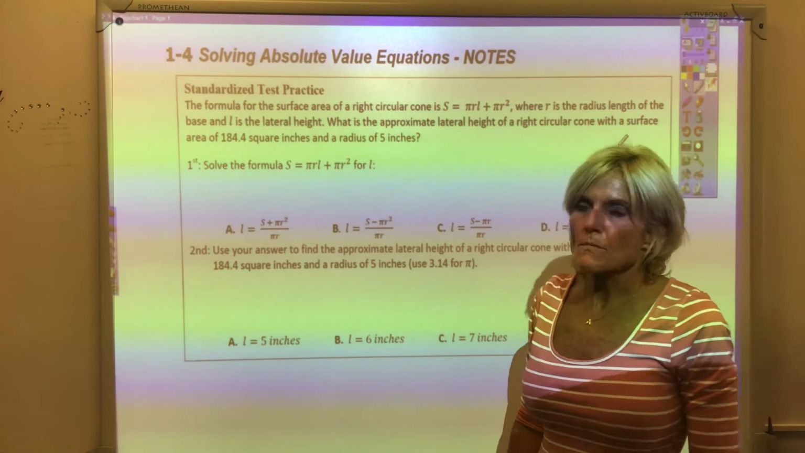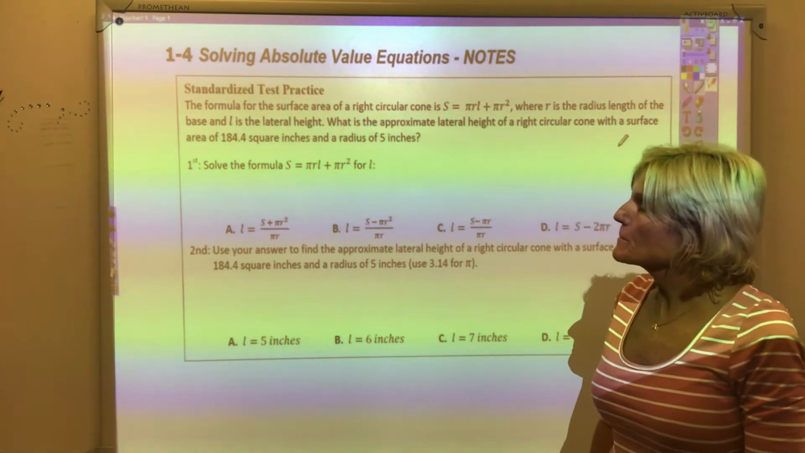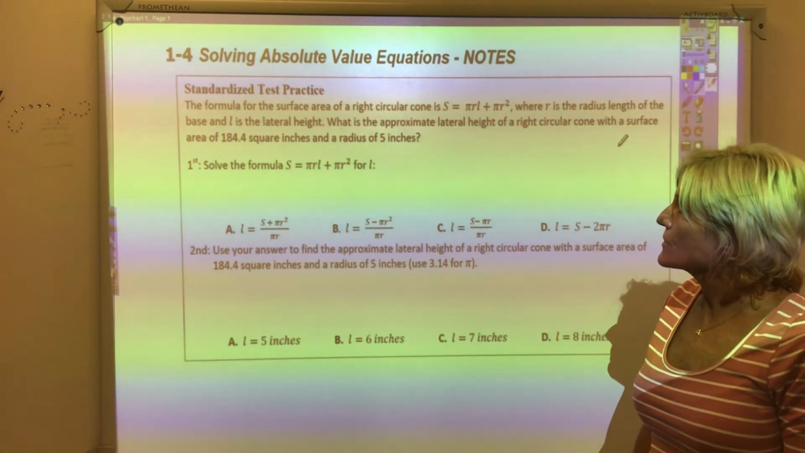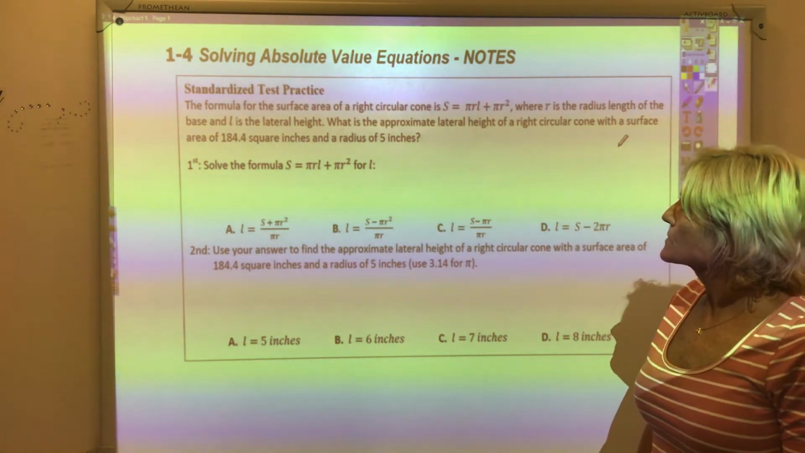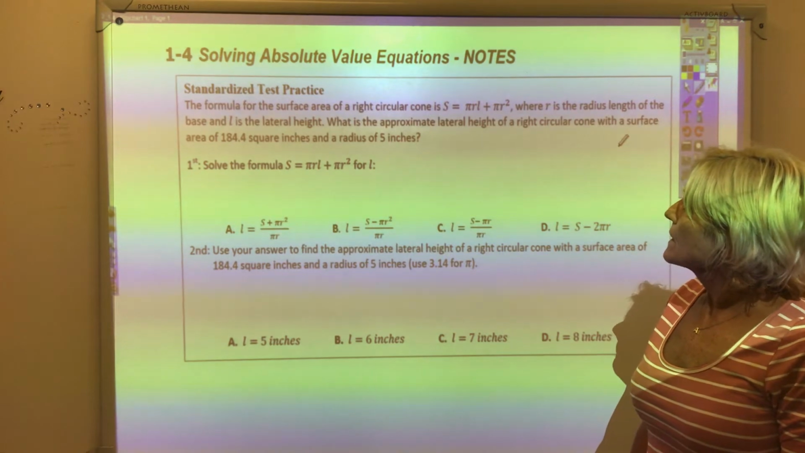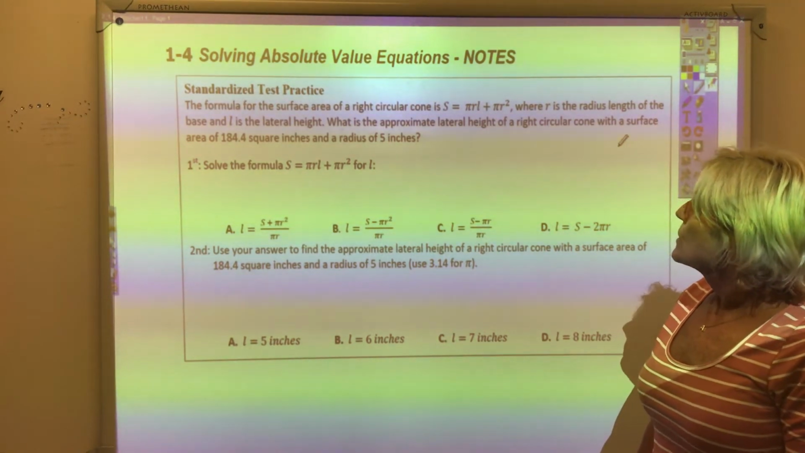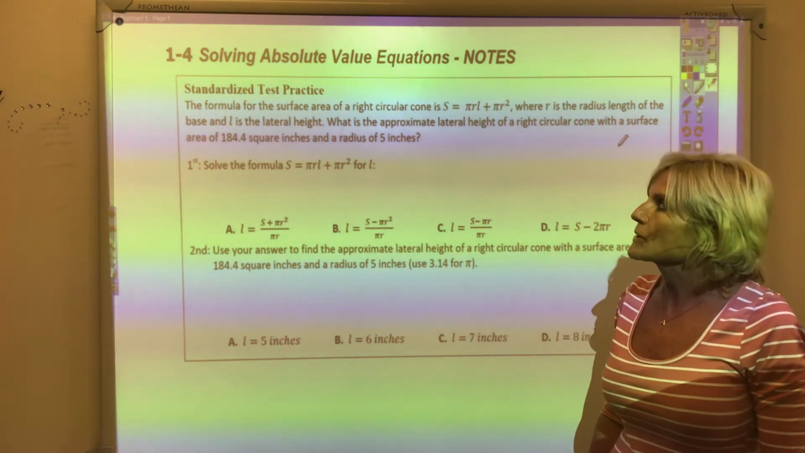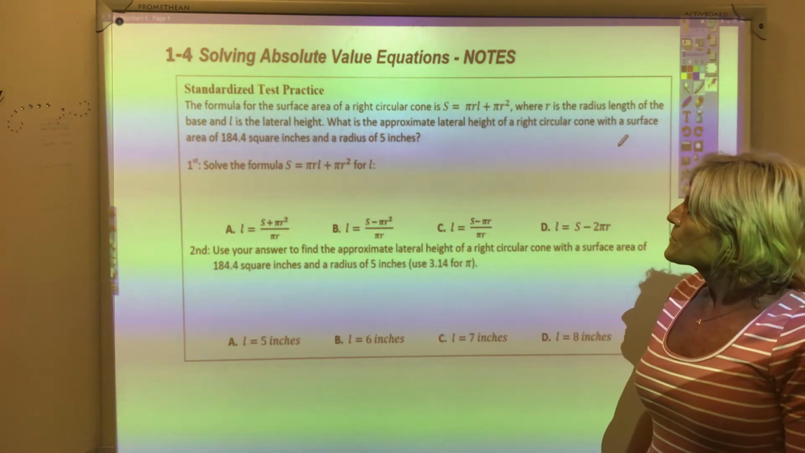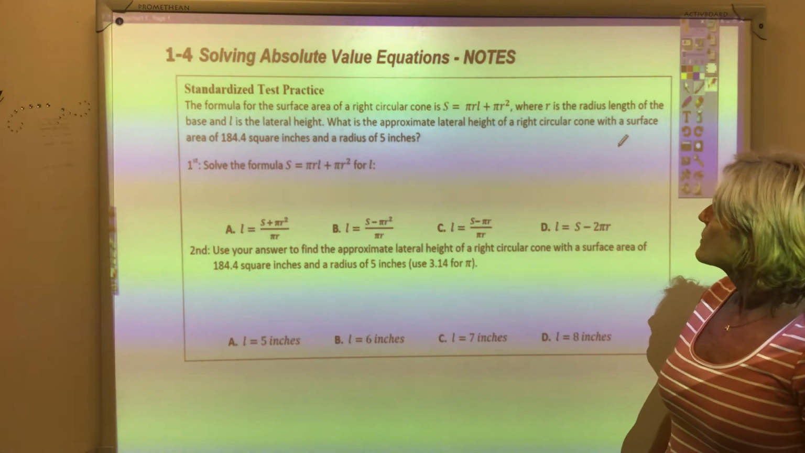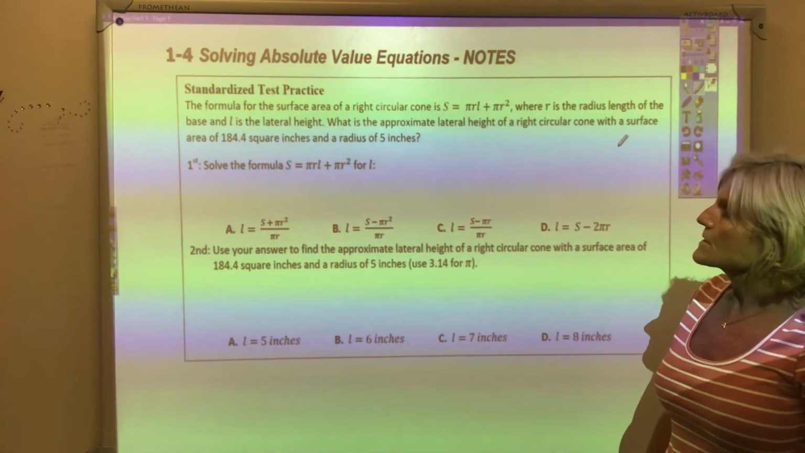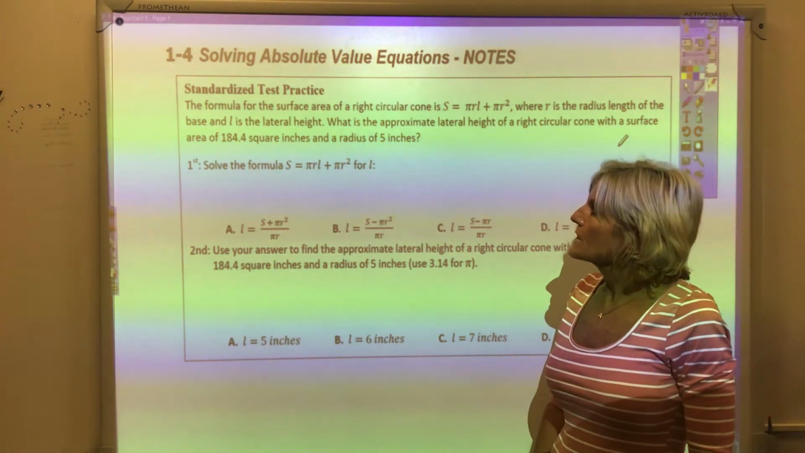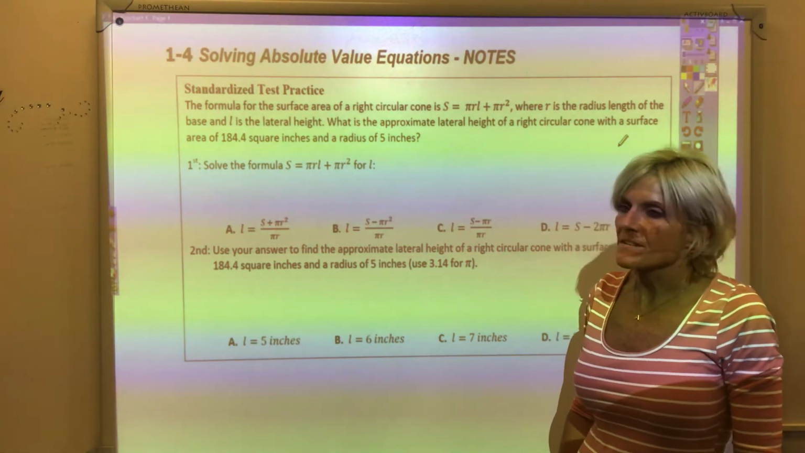In this problem, the formula for the surface area of a right circular cone is S equals pi r L plus pi r squared, where r is the radius length of the base and L is the lateral height. What is the approximate lateral height of a right circular cone with a surface area of 184.4 square inches and a radius of 5 inches?